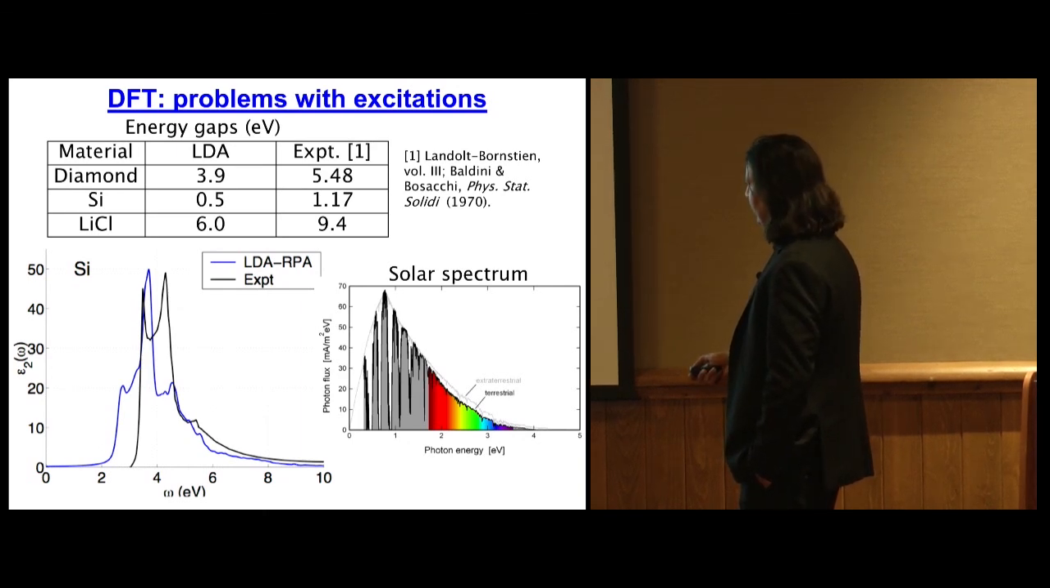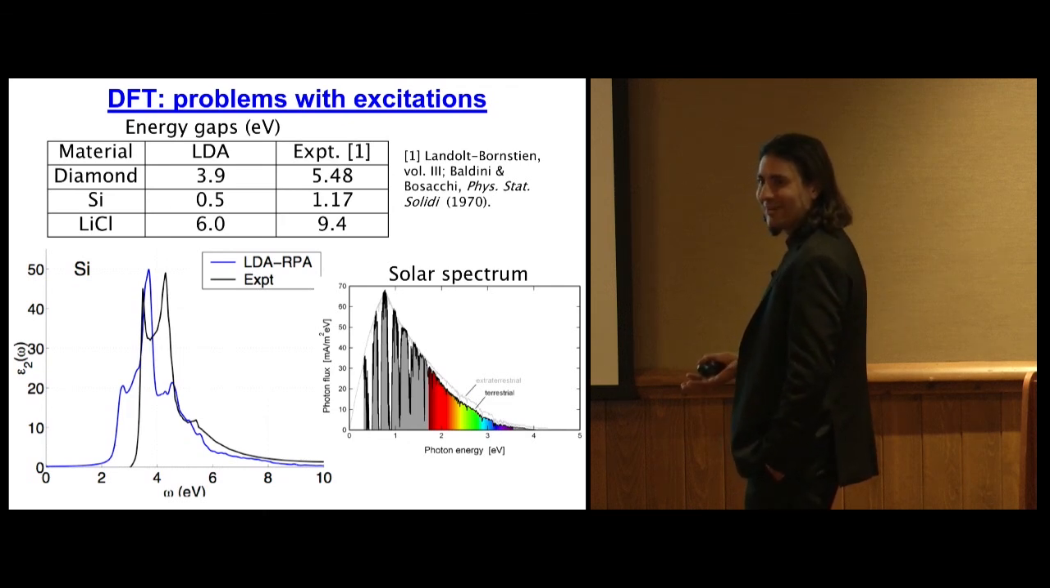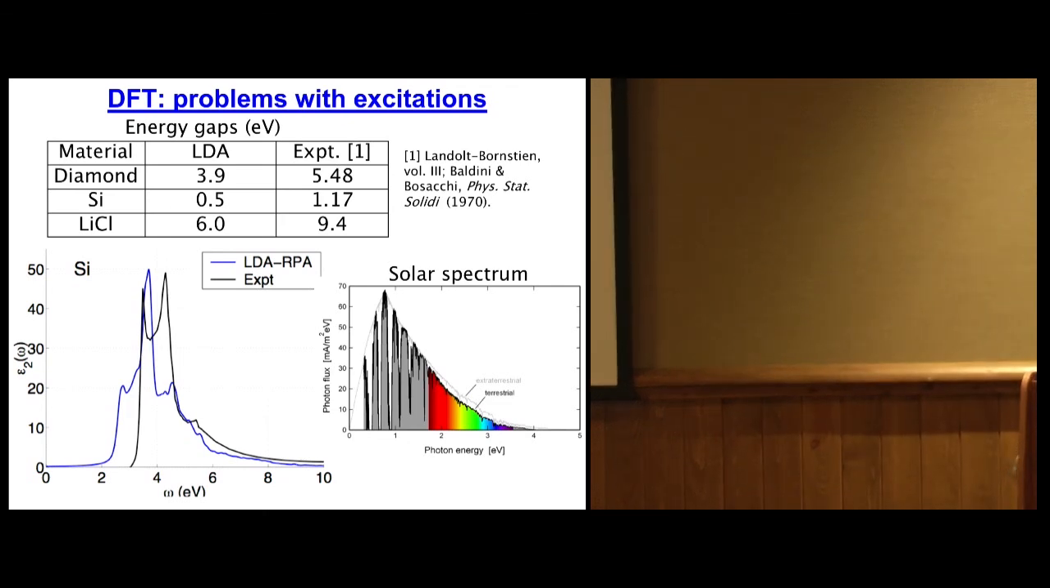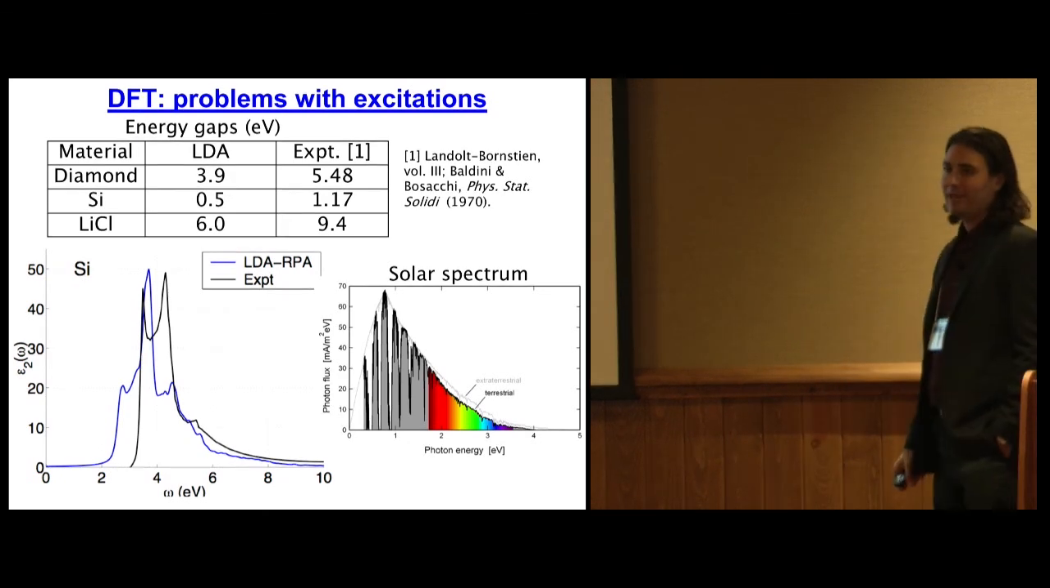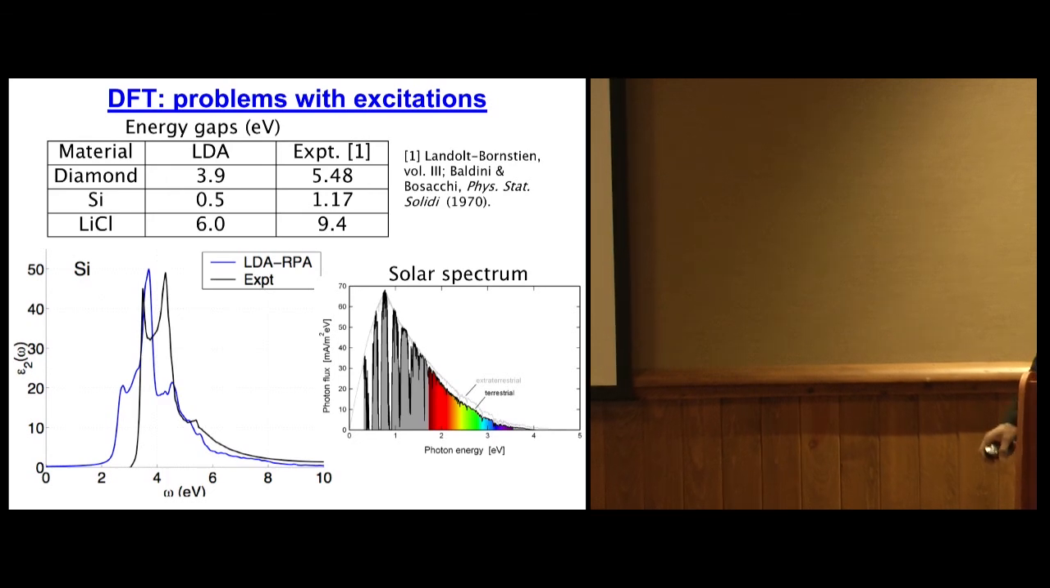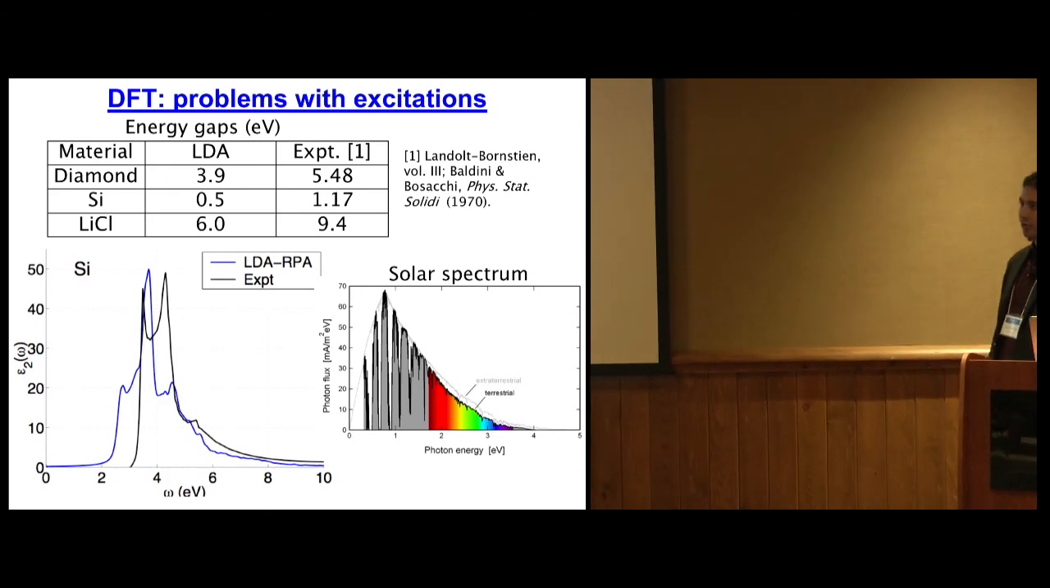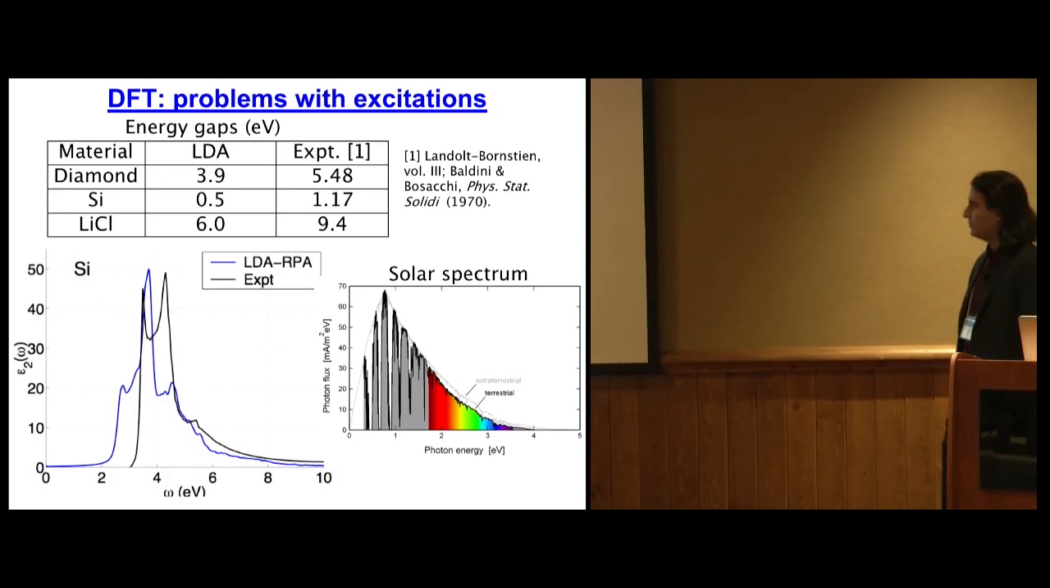But in fact, it starts at 3 electron volts, so it's pretty crappy. In fact, silicon is not a very good light absorber. We all know that. Errors of the order of half to 1 or 2 electron volts are very bad if you want to, say, design solar cells. So you need something better than that.